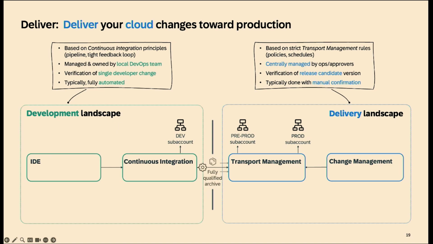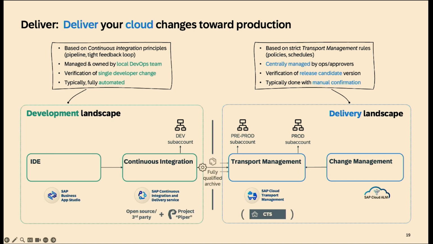So this also explains the difference between SAP Cloud ALM as the change management layer and the transport management layer managed by the CTMS, Cloud Transport Management System. Okay. In this picture you find all the different tools, starting from the SAP Business Application Studio where you code your changes, and you move them to the pre-production and production with our tooling.